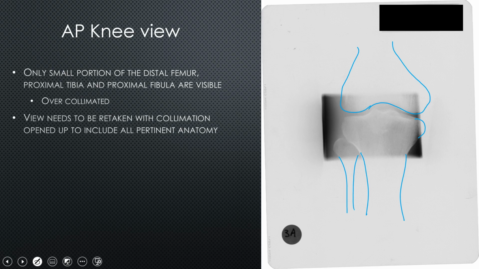So of course, collimation is important because you want to make sure that the patient doesn't have a lot of radiation dose. However, you have to also make sure that we are assessing what we need to. So for a proper A to P knee, we need to see enough of that distal femur and proximal tibia and fibula. So this view does need to be retaken with the collimation opened up a little bit.